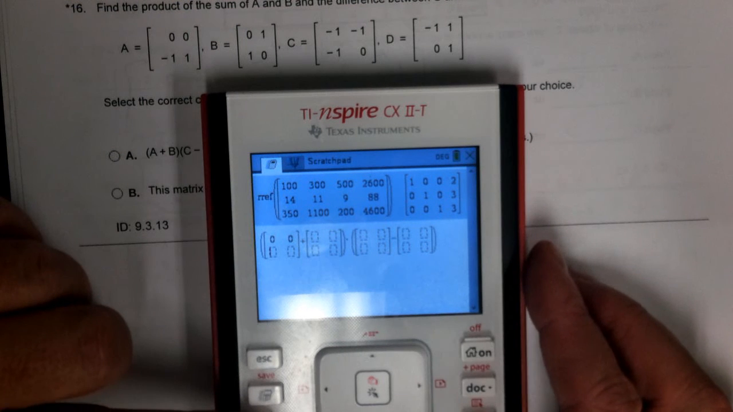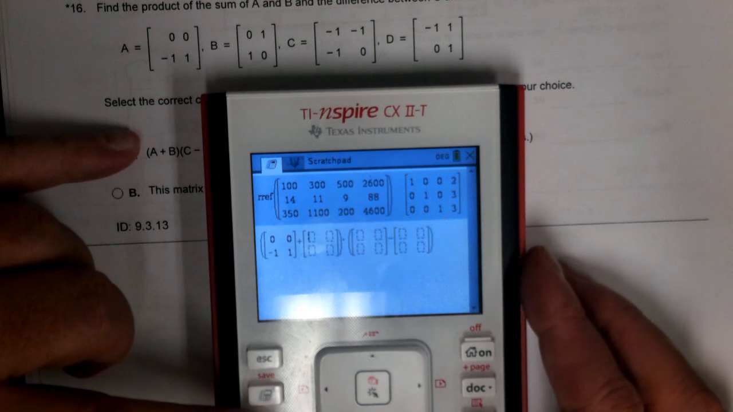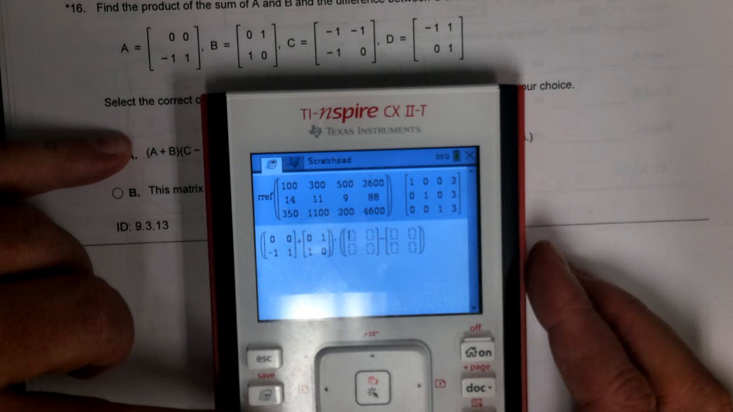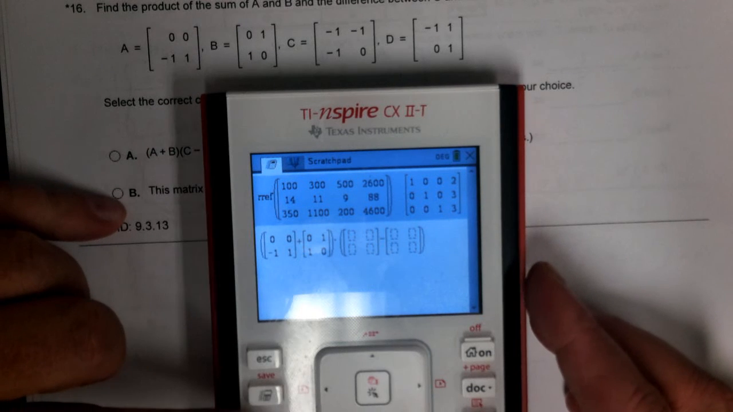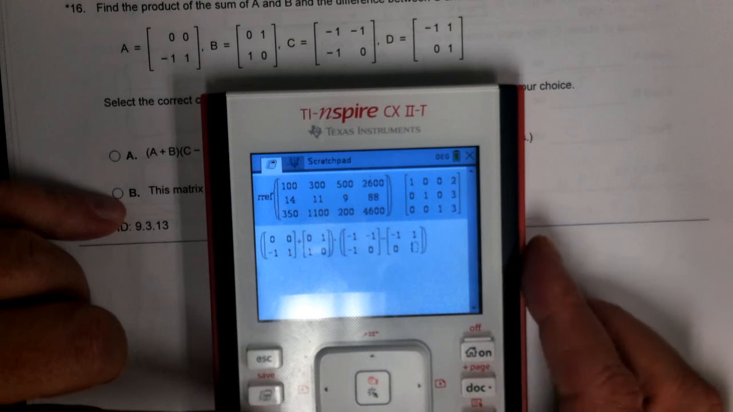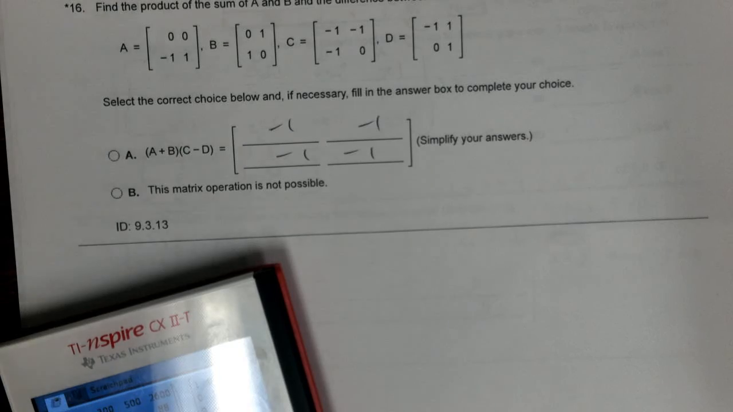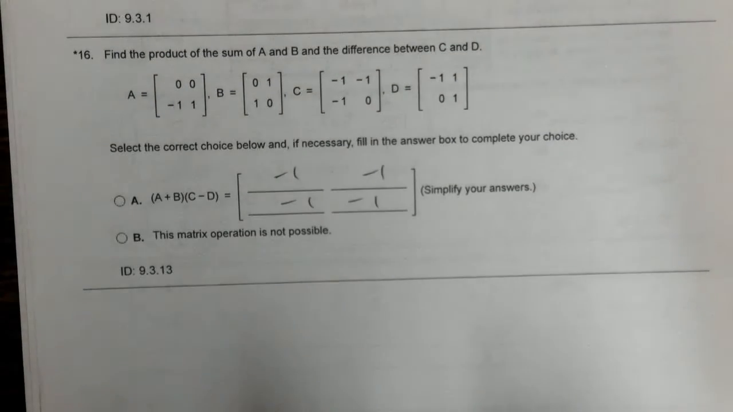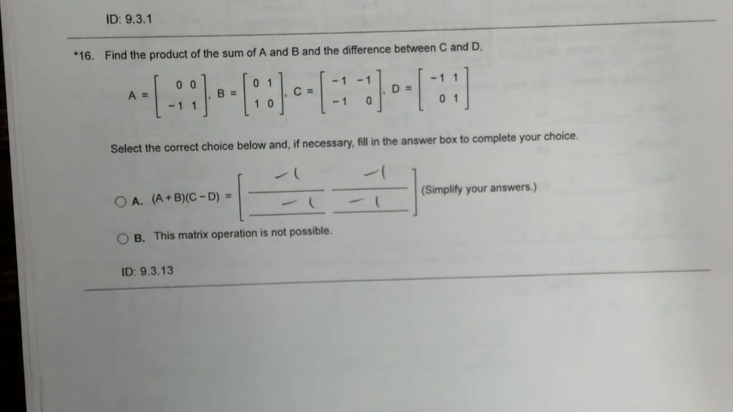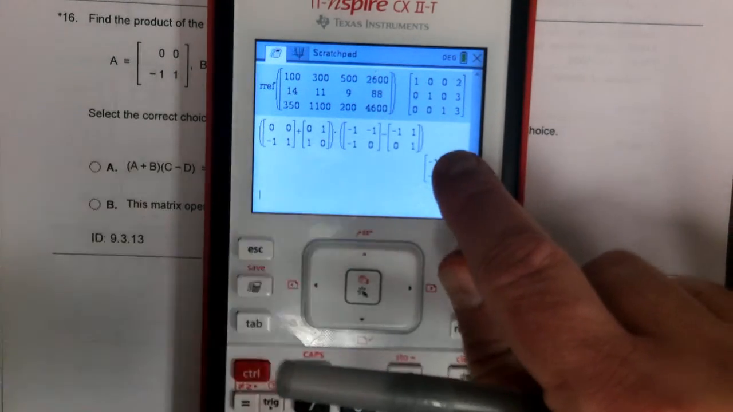So 0, 0, -1, 1. That's the A matrix, and you want to add the B matrix, which is 0, 1, 1, 0. And then for the C matrix, you get -1, -1, -1, 0. And for the D matrix, it's -1, 1, 0, 1. Okay, so that gives you your answer, which is all -1s. Yours could have one of them as positive or more than one positive. It just depends on what's happening here. But you have this expression times that expression, and you have a plus and a minus.